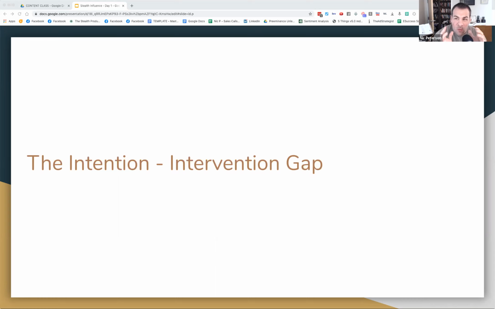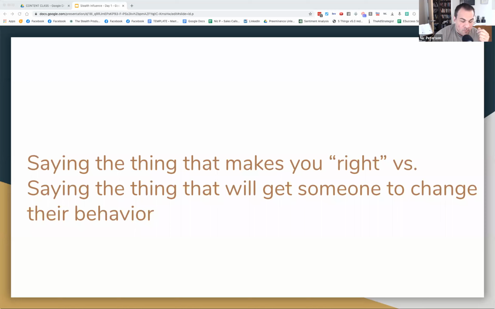People rarely need more education, the technical education about a thing. There's about 2.5% of the market that buys off technical education, which leaves the other 97.5%. They need to be spoken to, not in a way that you're technically correct, but in a way that will actually get them to change their behavior.